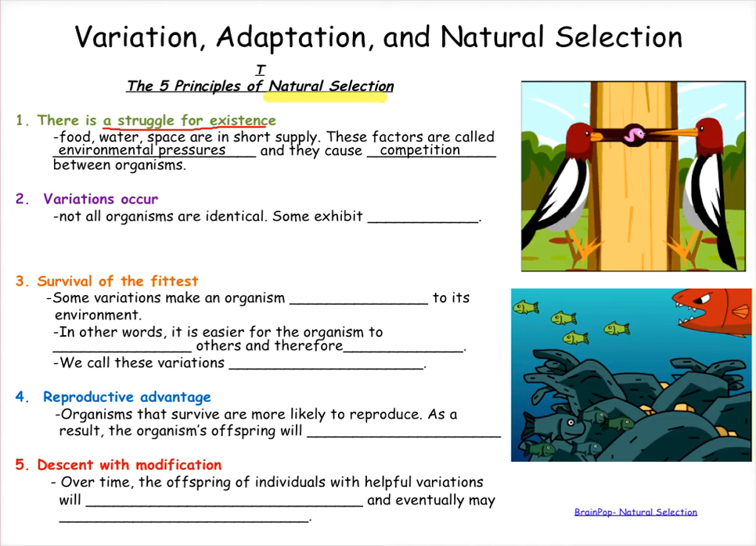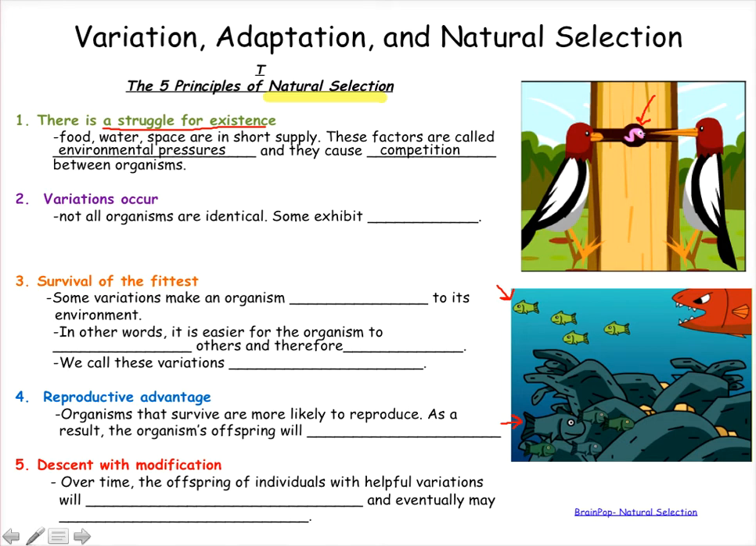In the pictures to the right, we see 2 examples of this. In the top picture, you'll notice that there's only one food source. And yet there are 2 birds, and so they're going to need to compete over that singular food source. In the second picture, you'll notice that the fish here and here are being chased by the same predator, so they're competing for safe space. So, in both of these scenarios, the birds and the fish are experiencing environmental pressures that cause them to compete with one another.